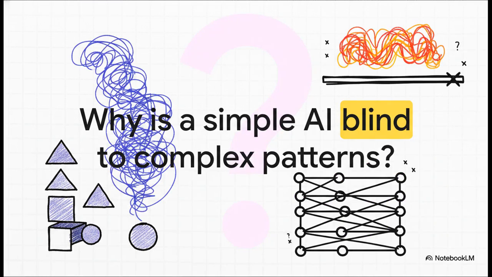All right, so let's kick things off with a puzzle. You'd think if you just stack a bunch of simple parts together, you'd get something really powerful, right? Well, with the very first neural networks, that's not what happened. You could add more and more layers, but they just couldn't learn anything more complicated than a straight line. So, what was going on?